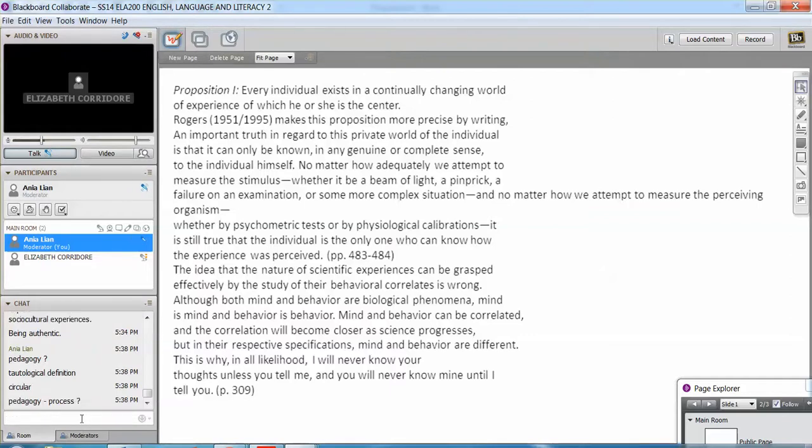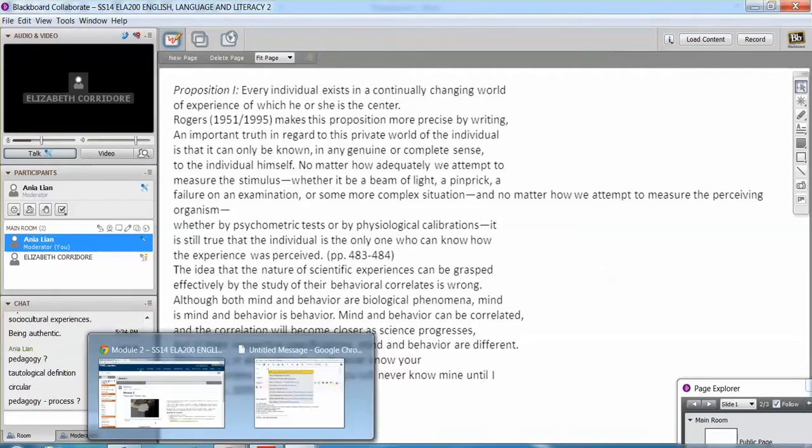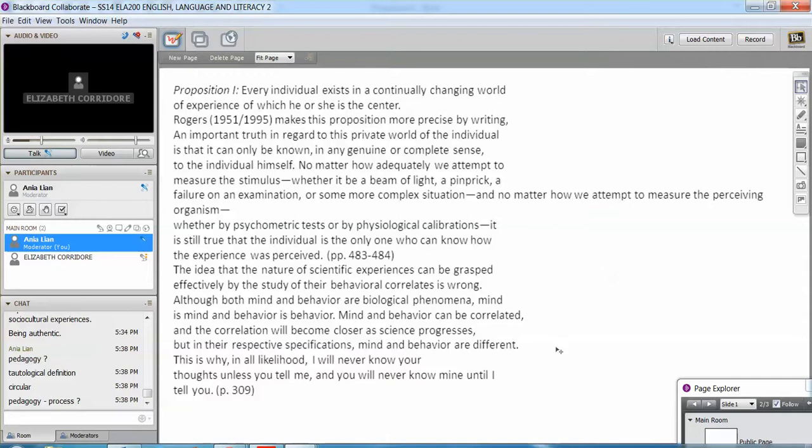So what process? Elizabeth, you're the only one today, I don't know why, maybe because Christmas is coming shortly. Typically, we have more students on the Collaborate. So what do you think?